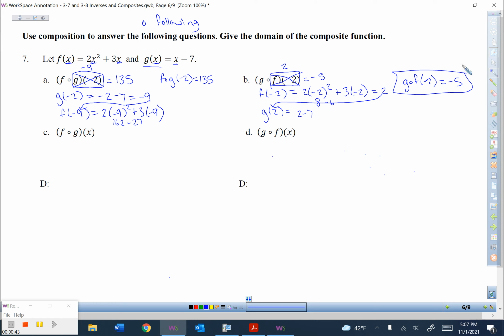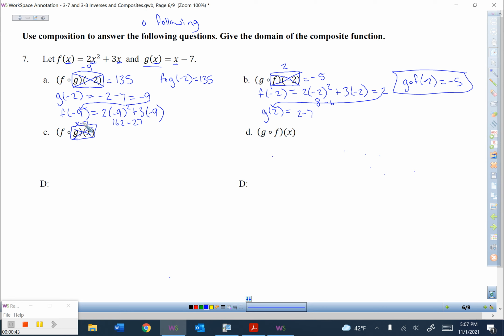Okay. Part C and D, it's easier to set up, but usually more challenging to simplify. Here's what I mean by easier to set up. G of X is already done. It says plug in X. Well, X is already plugged in, X minus 7. So this whole thing gets to be X minus 7.